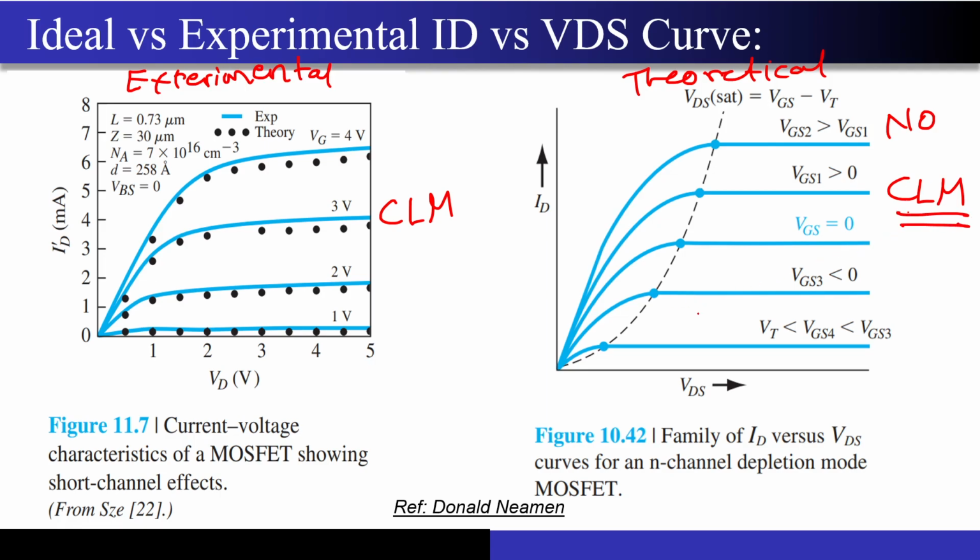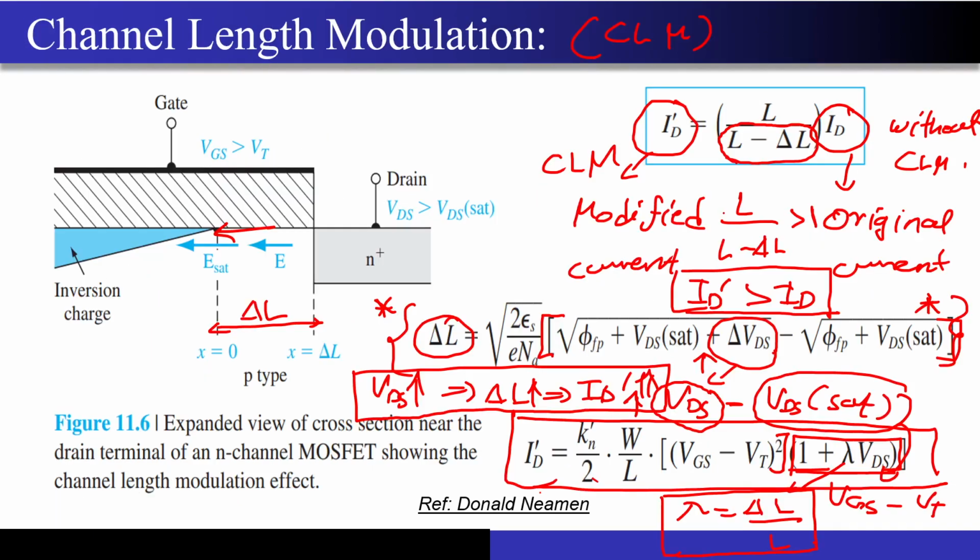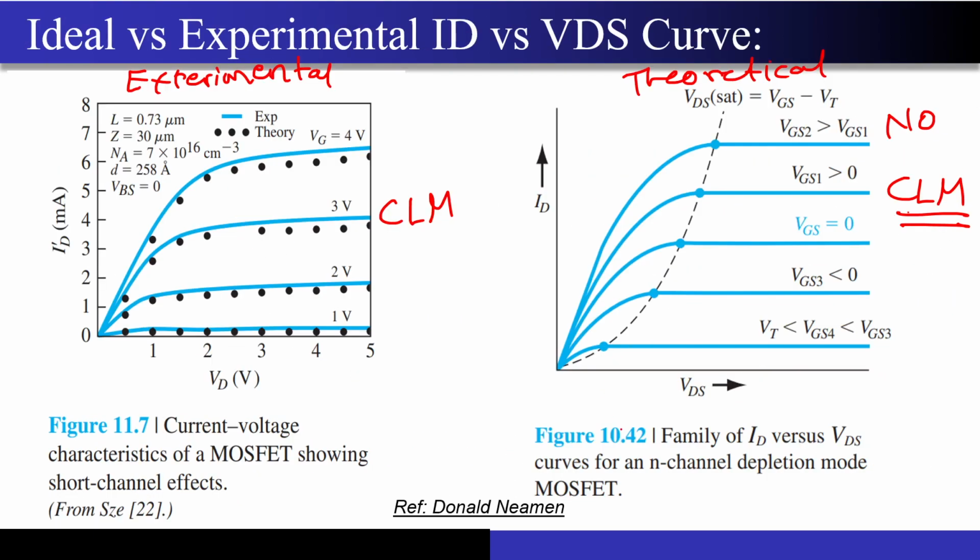See, I already told you, as I increase the VDS, right? You can see over here. Let me just write this equation again. This ID dash, I already told you, is nothing but half mu n Cox W by L, your VGS minus VTH the whole square into 1 plus lambda VDS.